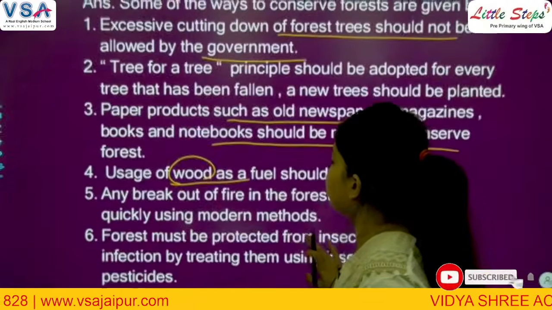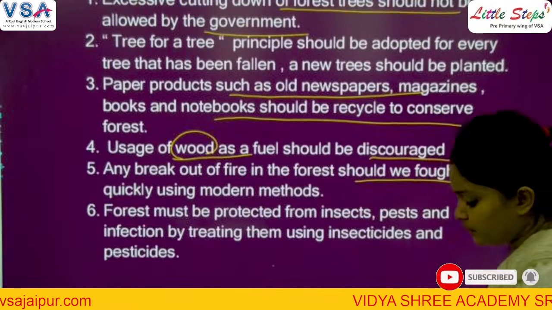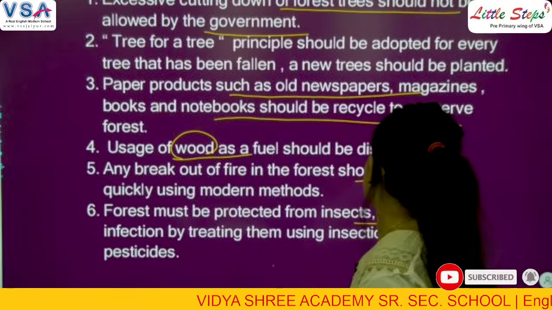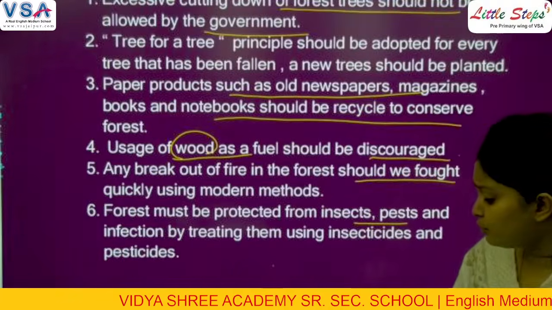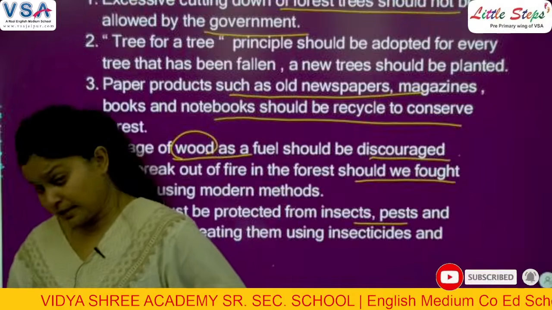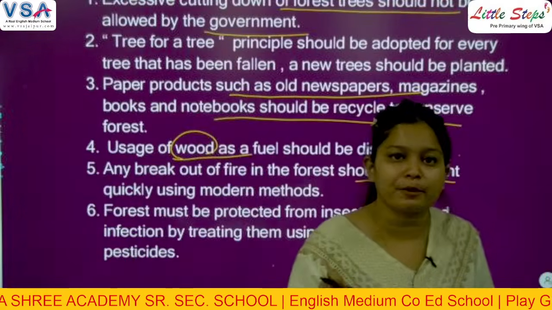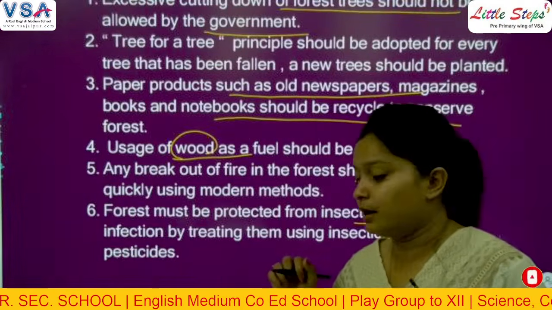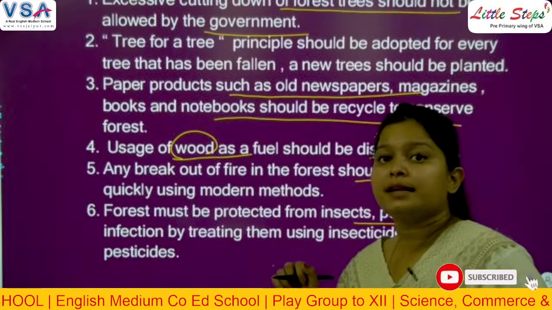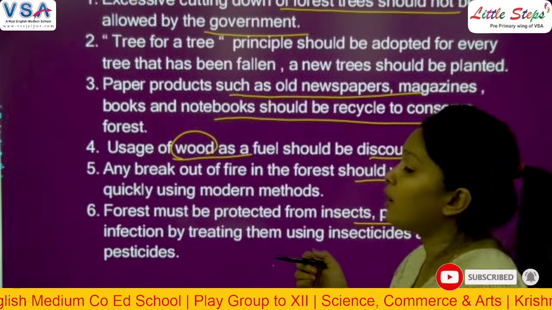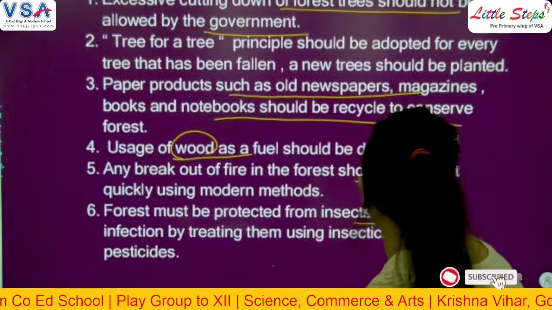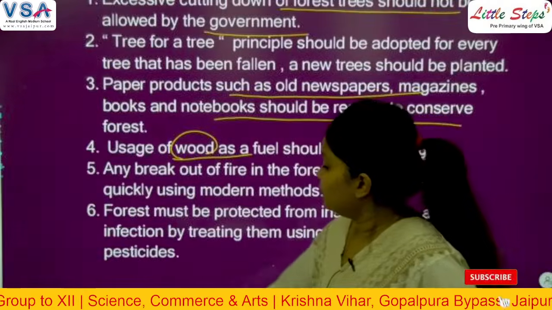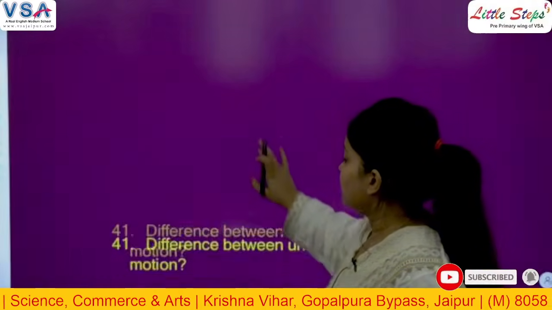Then we have point 6, the last point. The point is saying that forests must be protected from insects, pests, and infection by treating them using insecticides and pesticides. Of course, there is no need of throwing or spraying chemicals in the forest for weed plants. This will make the animals suffer, not the people. Animals will suffer because the forest is the home of animals, and animals will be at risk of infection. Okay, then we have our next question.